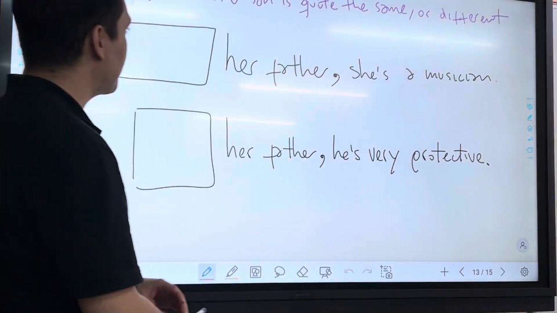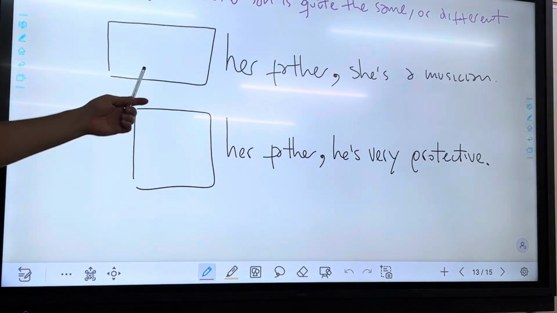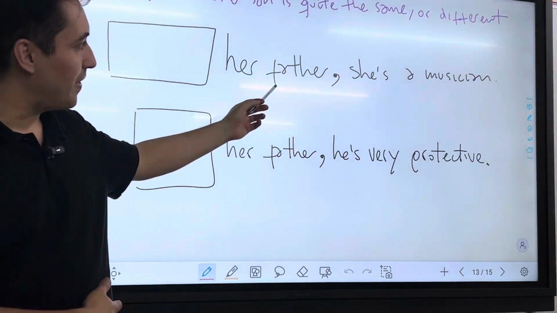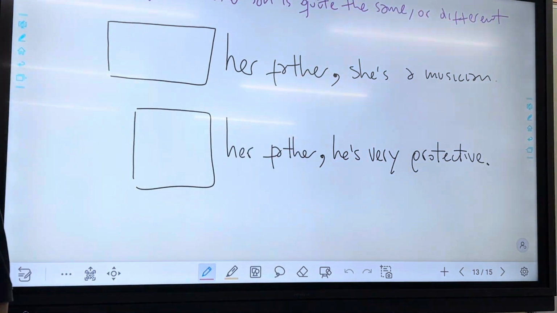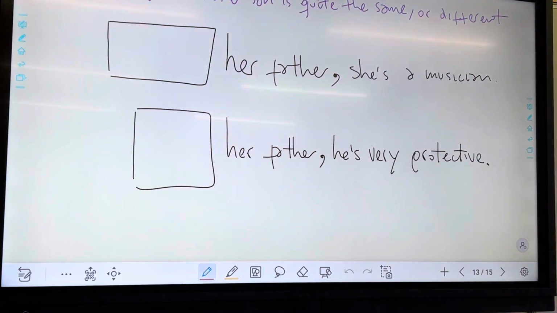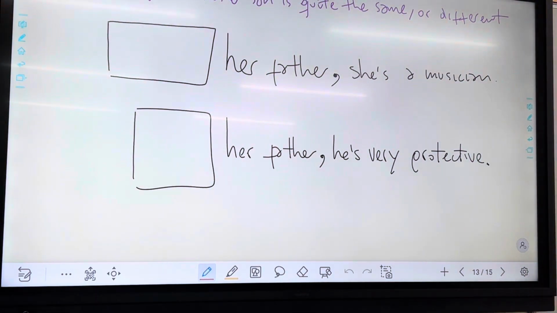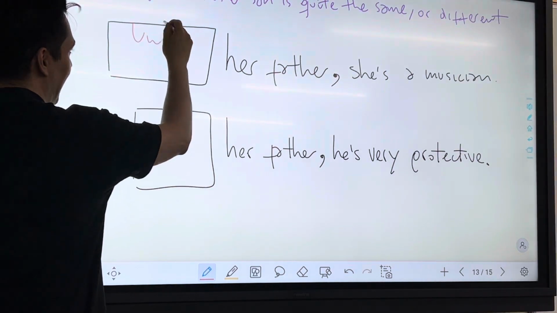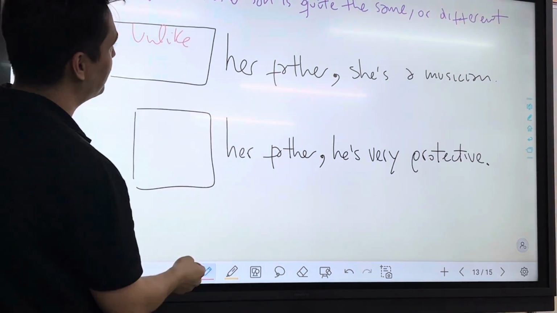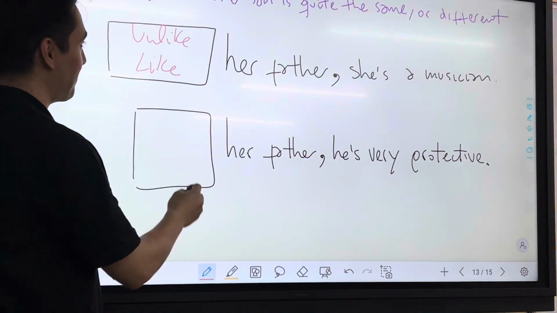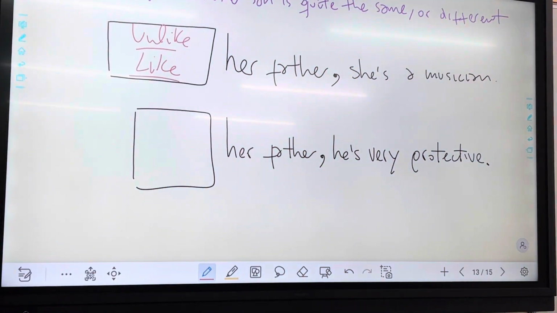Thirteen out of fifteen, very close to the end. To express whether something is quite the same or different: her father, she's a musician. This is what Sophia said before. You could use both. You could say, unlike her father, she's a musician, or like her father, she's a musician, depending on the idea that you want to say.